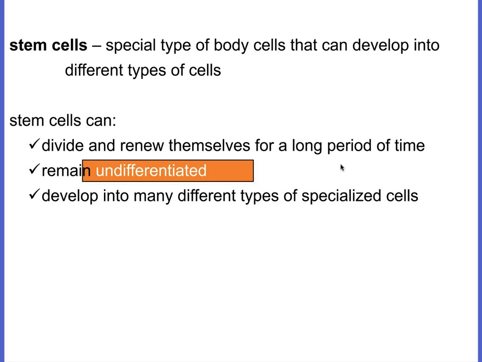And the trouble with cells is once they learn how to do something, they can't unlearn it. They can't do anything else. So they're going to remain undifferentiated, and that way they can develop into many different types of specialized cells, right? As long as they don't learn something, they can learn anything. They could become any kind of cell, essentially.